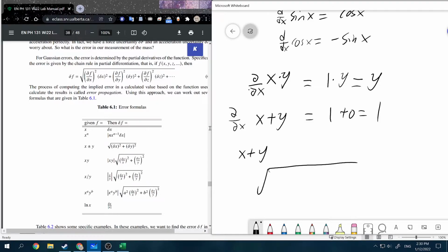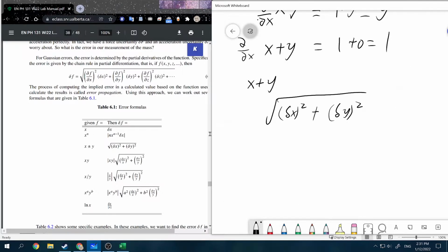So this one equals 1, and then δx squared plus, it's 1 again, δy squared. So for this particular one, it's just equal to that, because when you did this one, ∂f/∂x is just equal to 1. That's how it is.